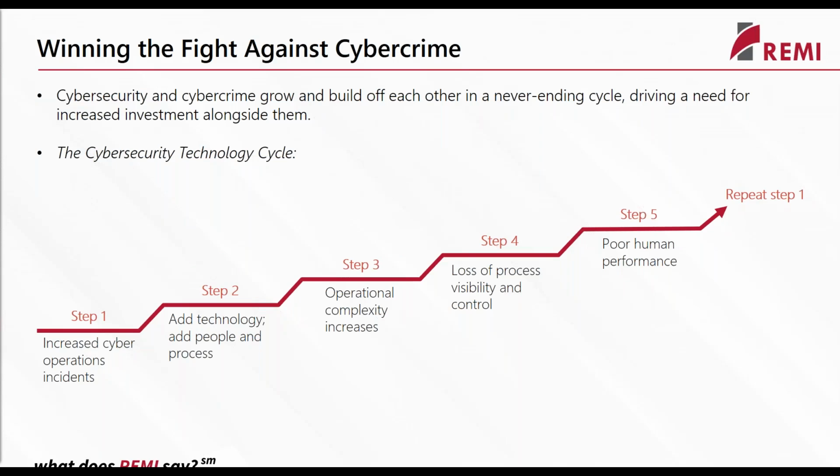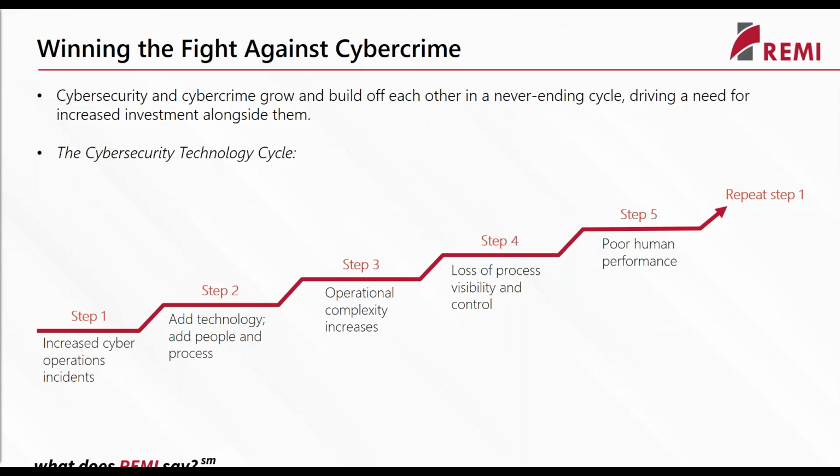So when we talk about cybercrime, we want to invest in cybersecurity. And cybersecurity and cybercrime grow and build off each other in a never-ending cycle, driving a need for increased investment alongside them. Below is a typical cybersecurity technology cycle. Step one is the increased cyber operations incidents. Step two, we want to add technology and add people and processes. Vendors pitch new technology as the solution to cyber operations incidents. And for people and process, new technology requires more people and processes.